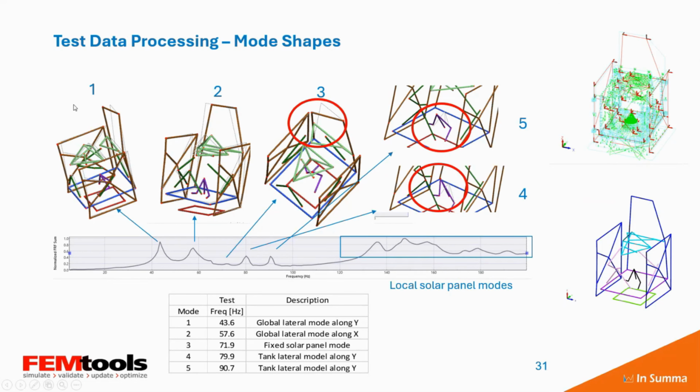We have 2 global modes, tilting of the structure. We have 1 local mode of the fixed solar panel, and we have 2 local modes of the tank on the inside of the satellite. So this is 3 types of modes: global, a very local panel mode, and a local mode of only the part, the tank itself and its attachment to the base.